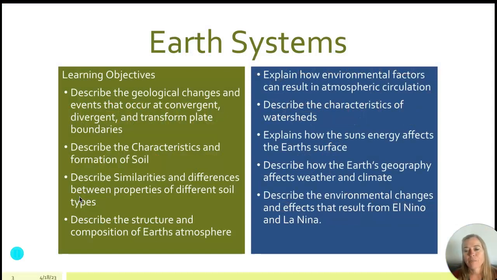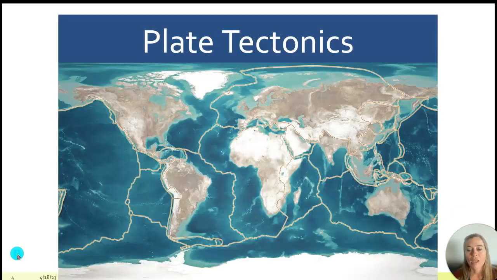The learning objectives for this particular unit were to describe geological changes, to describe characteristics in the formation of soil, which is both an abiotic and a biotic component of our ecosystem, to describe similarities and different properties of different soil types, to describe structures and compositions of Earth's atmosphere, explain how environmental factors can result in atmospheric circulation, describe the characteristics of watersheds, explain how the sun's energy affects the Earth's surface and causes seasons, try to figure out why geography can impact both weather and climate, and then talk about things like El Nino and La Nina, which are periodic weather events.